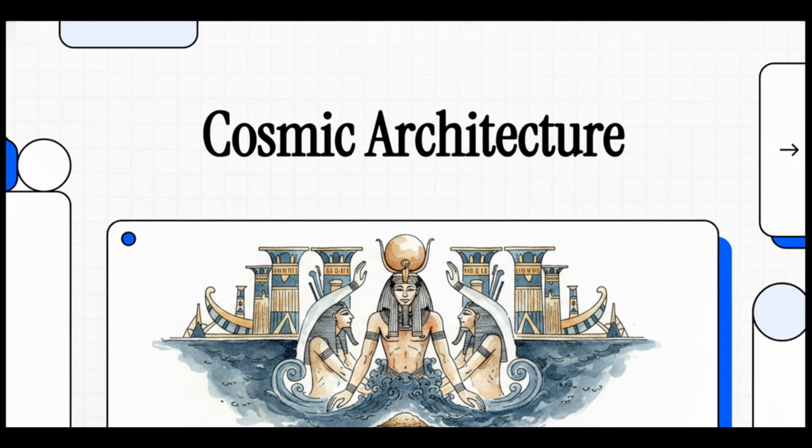Welcome to the Explainer. Now, I want you to imagine, just for a second, trying to build an entire universe out of absolutely nothing. Literally starting from absolute zero. Today, we're going to dive deep into the completely fascinating cosmic architecture of the ancient Egyptians, and we're stepping way back to a time before the beginning of time itself.